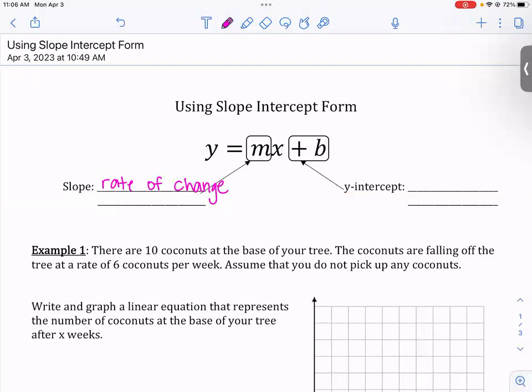Now, our y-intercept is b. When we graphed, what did we use b for? Yeah, that's where we begin, right? So in terms of an application, this is where we begin for whatever amount we're talking about. It's our beginning amount. We're still beginning there.